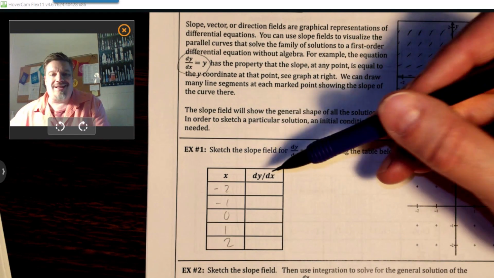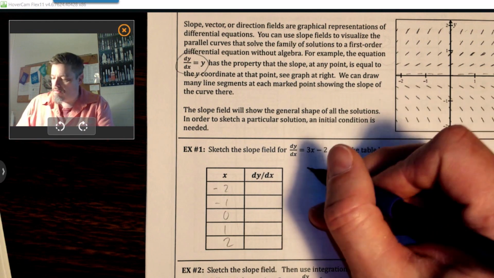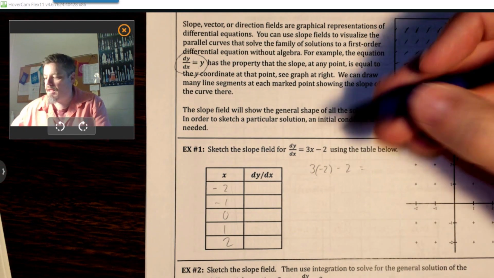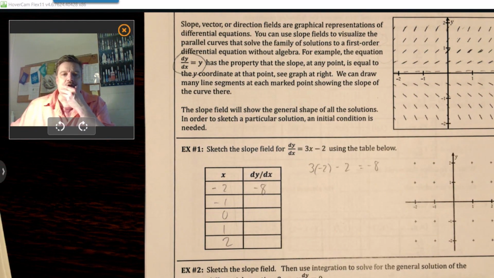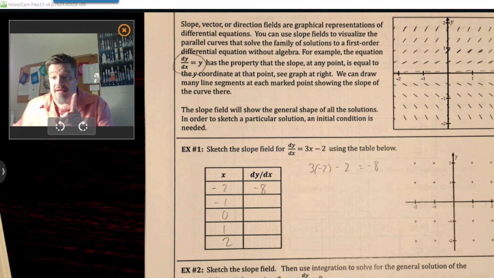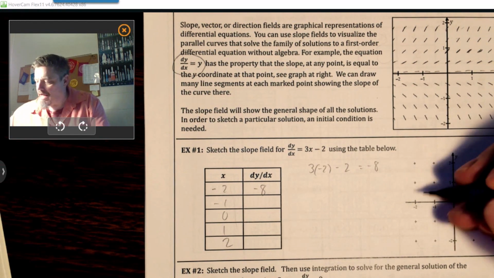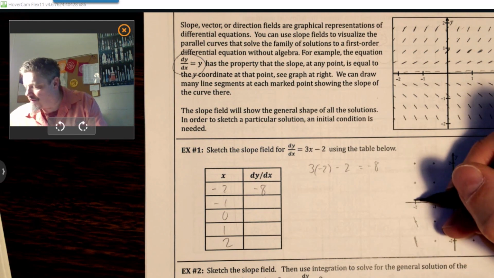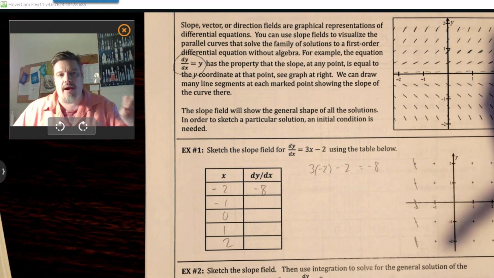Now if I plug this in, -2 is going to go in here, okay? So 3 times -2 minus 2, that's -8, okay? That's going to be a -8. So this means when x equals -2, I have a very steep slope of -8. It doesn't matter what my y coordinate is.